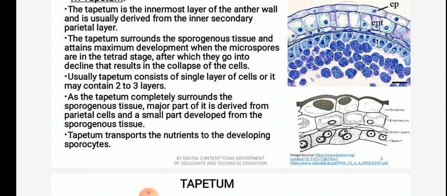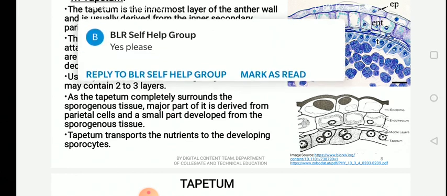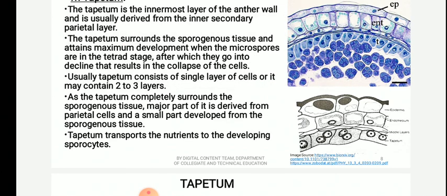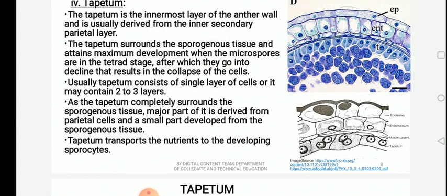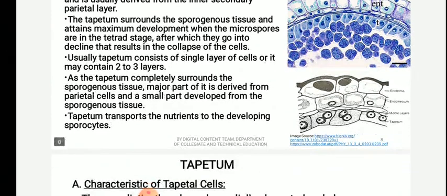Some of the cells of the tapetum are formed from the parietal layer, and some can be formed from the connective tissue or sometimes from the sporogenous tissue also. The tapetum surrounds the sporogenous tissue and attains maximum development when the microspores are in tetrad stage, after which they go into decline, and that results in the collapse of the cells. Usually tapetum consists of a single layer, very common. Very rarely it can have 2 to 3 layers.